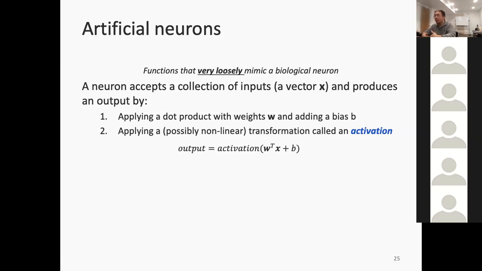And in the second step, on this score, you will apply a transformation. This transformation is called an activation function. That means to compute the output of a neuron, you first compute a linear prediction score, and then compute the activation function of this score. That's the way we compute a neuron. Does it make sense?